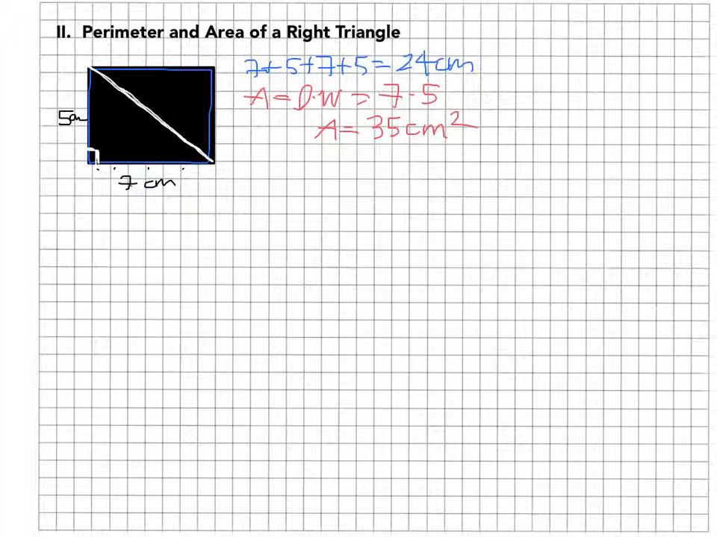So the formula for finding the area of a right triangle is 1/2 length times width. But when we talk about triangles, we don't call it length and width. We talk about this being the base of a triangle and this being the height of a triangle. So our formula is 1/2 base times height.